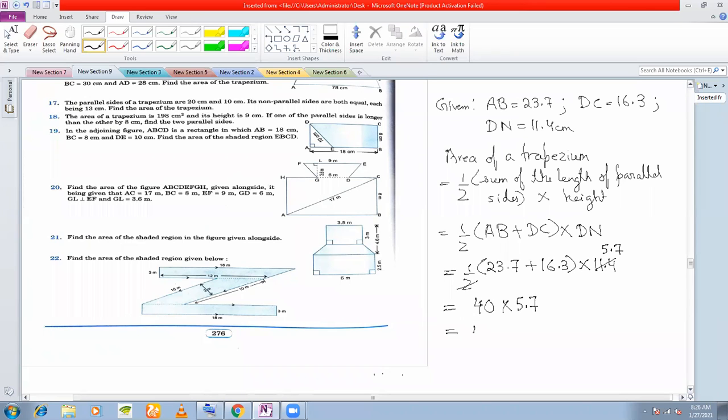Now since 40 has a 0, I'll write this as 4 into 10 into 5.7. Now I'll multiply these two, 10 into 5.7, because if I multiply 10 with 5.7, the decimal is going to shift. So this is 4 into 57. And therefore this becomes 57 into 4, which is 228 centimeter square. And that's your answer.